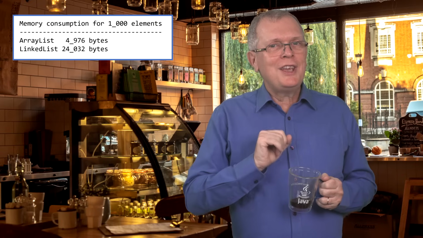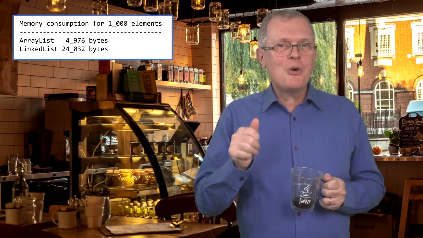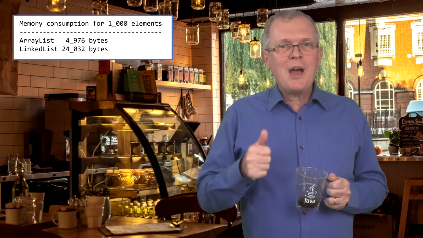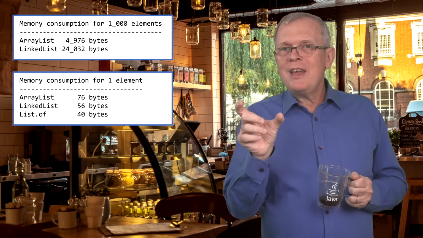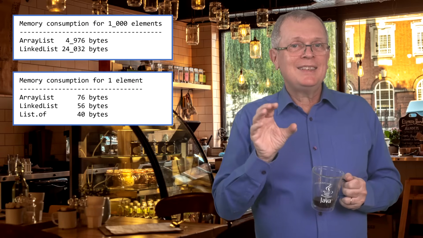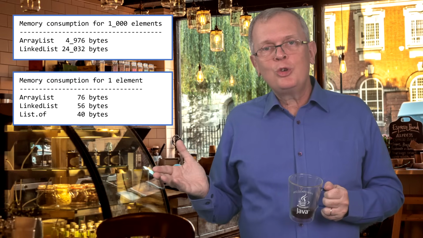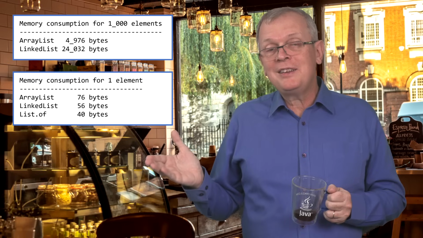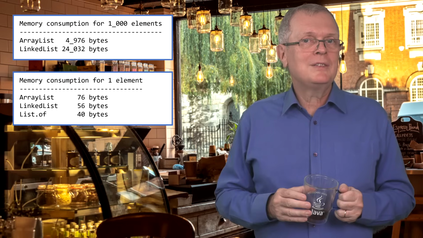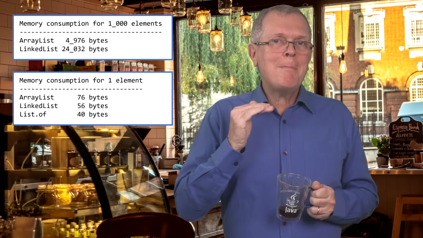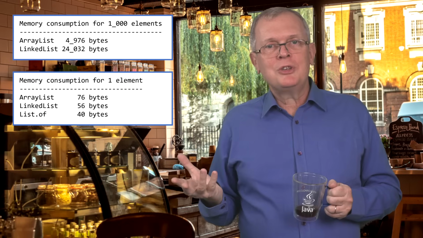There is one use case, though, where storing your object in an array list is more costly. If you have only one object to store, then the array list you create has an array of size 10. This is how ArrayList works. And in that case, your array list consumes more memory than a linked list: 76 bytes versus 56 bytes. So if you have many such lists, then you can come across memory consumption issues.